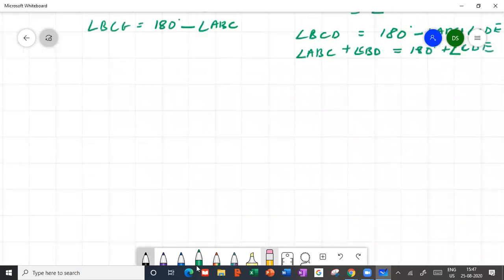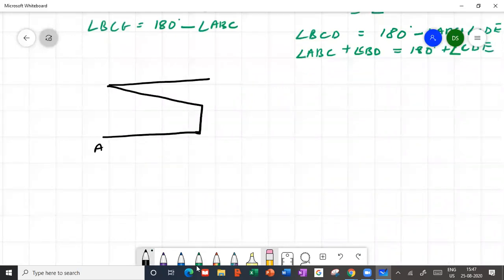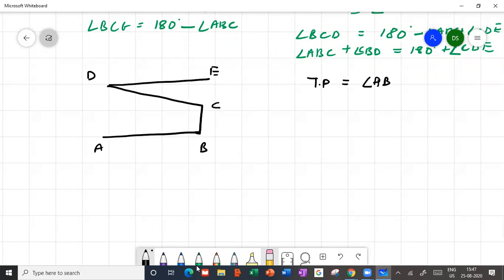Okay, so this is our, correct, what we had to prove? To prove that ABC plus BCD is equal to 180 plus CD. Okay, so for our reference, let's quickly mark which angles they are talking about. So they are talking about ABC is this, BCD is this, and CDE is this.